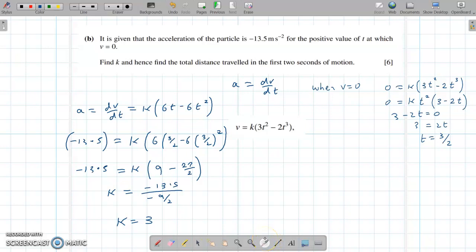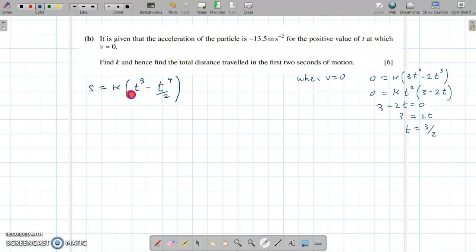Right, the next part: find the total distance travelled in the first 2 seconds. Be careful, it's asking for total distance, not displacement. If you have a positive displacement followed by a negative displacement, that's just counted as one positive distance. If it were asking for total displacement, it would be much easier, we could go straight to the displacement equation. But because it's distance, we've got to be very careful.